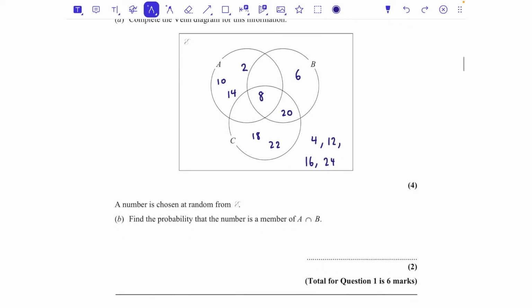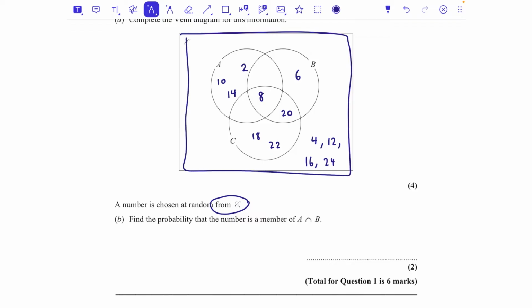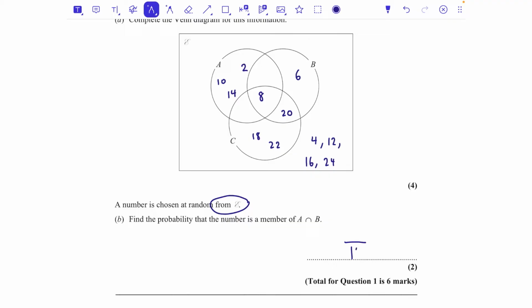Now a number is chosen at random from that squiggly E, so from my universal set. So that means that we're picking from all of the numbers in the whole thing, and we know already that there are 12 of them, so this is going to be out of 12. Now you're going to get 1 mark for knowing that this is out of 12, so we definitely want to pop that there. And then on the top we need to make sure that we've got the right value here. Find the probability that the number is a member of A intersection B.